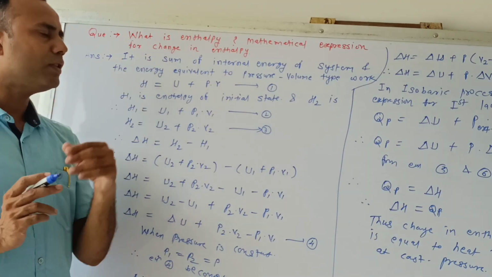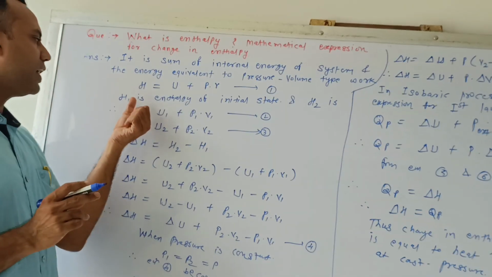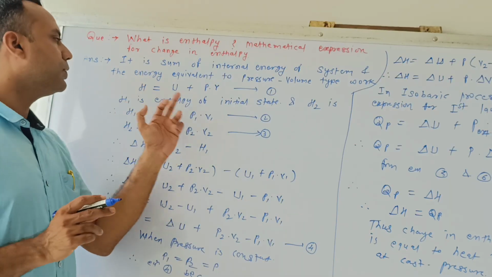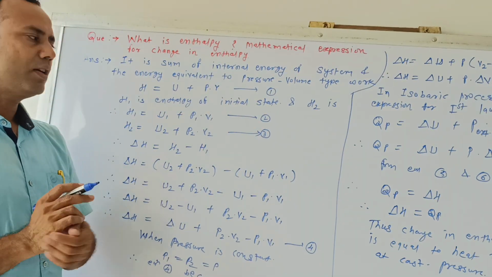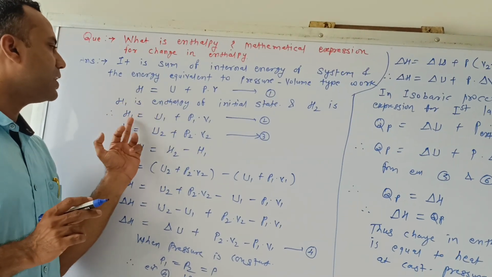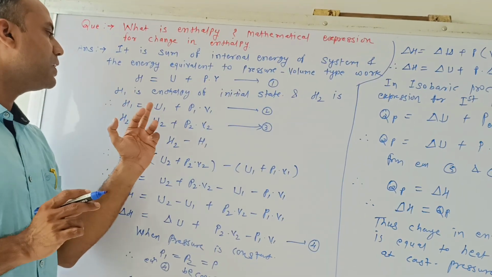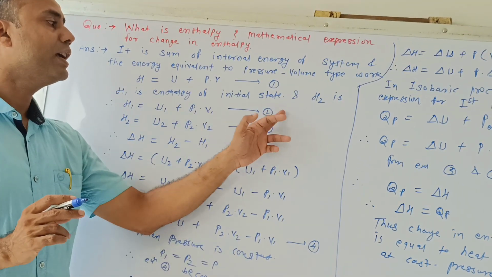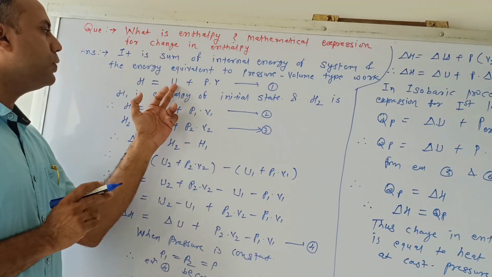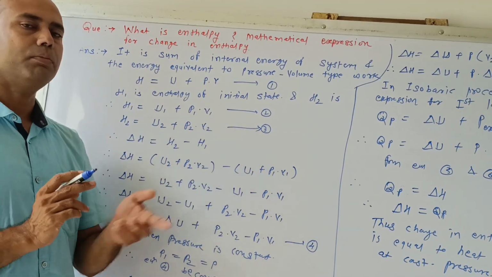Okay. Now we are going to derive the mathematical expression for change in enthalpy, delta H. For that purpose we take H1 as the enthalpy of the initial state and H2 as the enthalpy of the final state. From equation number 1 we can derive equation number 2, with H as H1, U as U1, P as P1, V as V1. So equation number 2, H1 is equal to U1 plus P1 into V1 for the initial state. Now for the final state, H2 is equal to U2 plus P2 into V2, equation number 3.